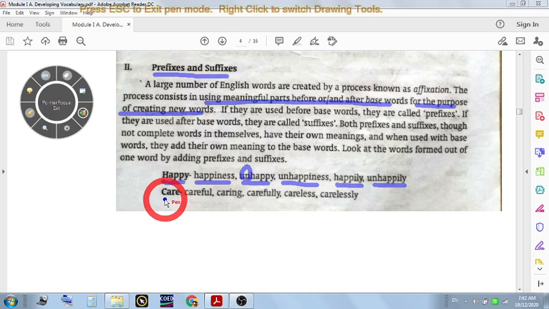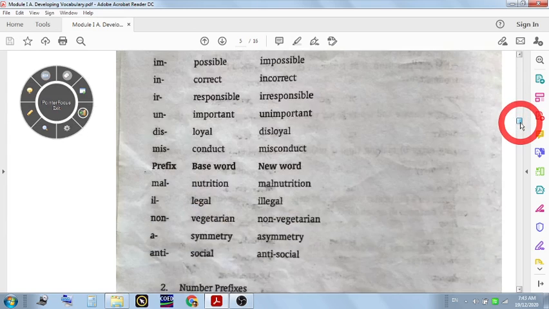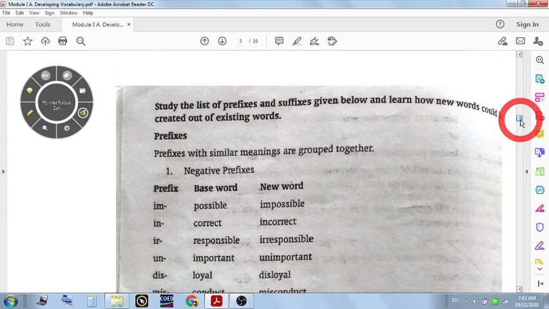Similarly, the word care: with ful, careful; with ing, caring; carefully; careless, with less. So these elements which are added to the base word, before the base word and after the base word, are called prefixes and suffixes.